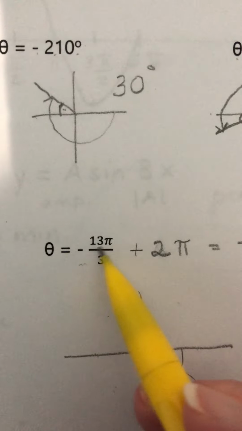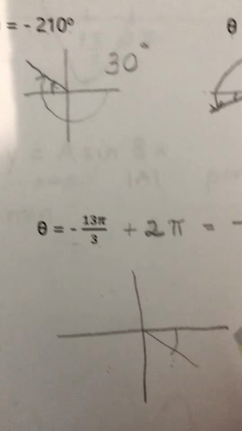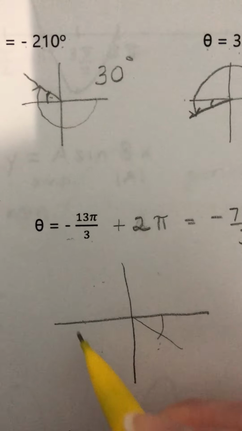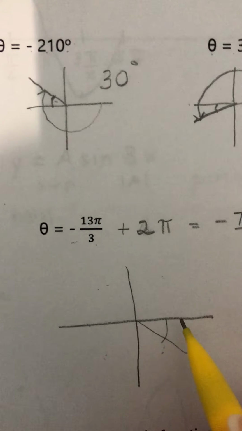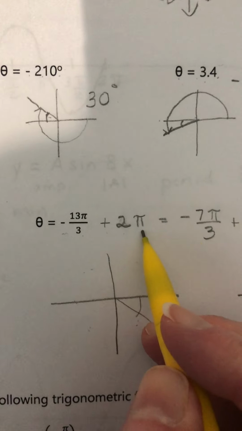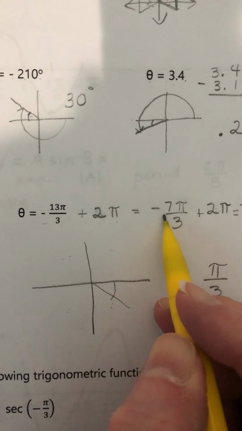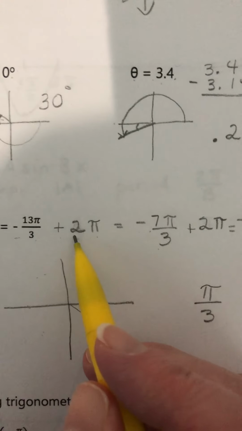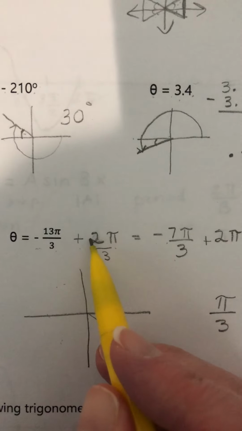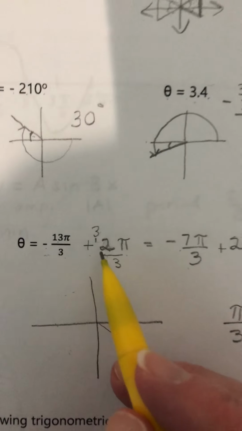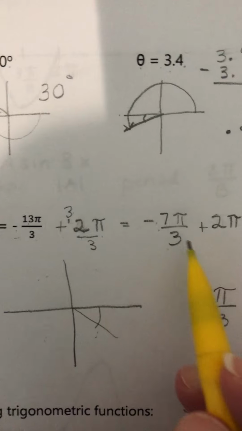If I have negative 13 pi over 3, I'm going in a clockwise direction. So I'm going this way. Because this is a negative number, I'm going to add 2 pi, and that's going to give us negative 7 pi over 3. You have to find the common denominator, so multiply by 3 on the top and bottom, and that's 6. And so negative 13 plus 6 is negative 7.